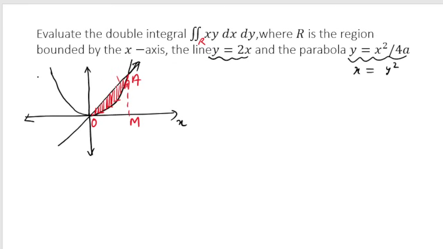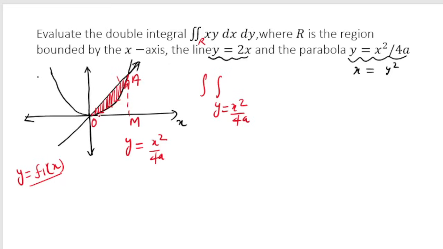Now, the vertical strip helps us to decide the limit of y. Write it if you are having a pen and paper. So the vertical limit helps us to decide the limit of y. So where is this starting? This is starting at the parabola y is equal to x square by 4a. So I take the limit of y. We always write the limit of y by taking the curve and writing its equation in the form y is equal to some function of x, f1(x). So y is equal to x square by 4a. And then we are going up to the line. So the line is y is equal to 2x.